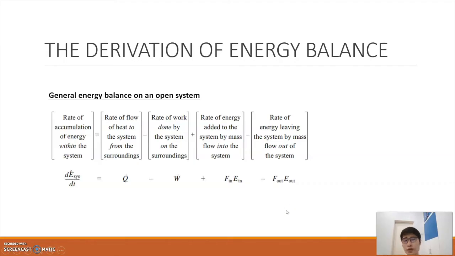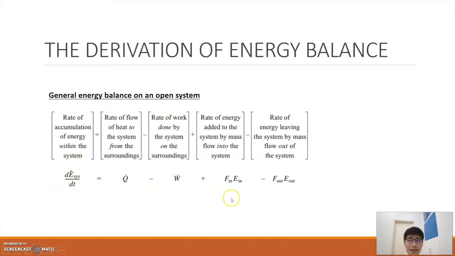So basically for this video session, we are going to discuss the general energy balance, the derivation of the general energy balance equation, and also the adiabatic energy balance equation for the adiabatic condition, and also the examples for the adiabatic condition. So for this slide, we are going to discuss the general energy balance of an open system.